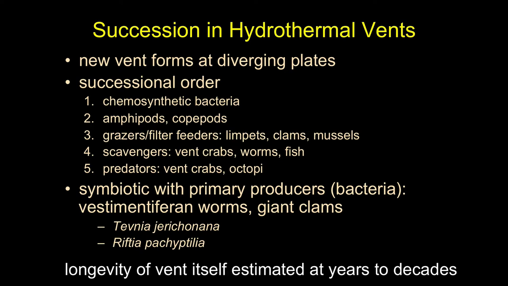Once we see a new hydrothermal vent emerge, we see a succession develop. First, let's say we have two plates separating, or a crack forms. Okay, boom. Hot water starts coming out. First, the colonizers come in that are the single-celled bacteria. They come in. Boom. Next, we have the things that come in that feed upon those guys. So something like amphipods, copepods, these small crustaceans, invertebrates, relatives of crabs and lobsters.